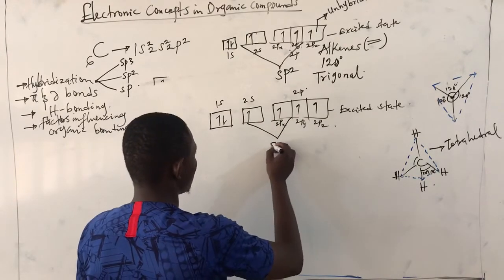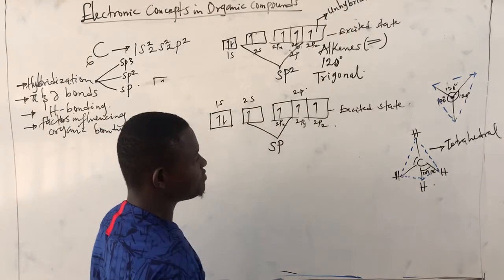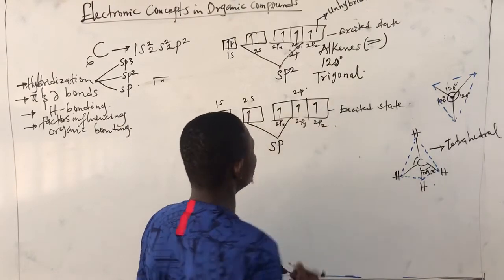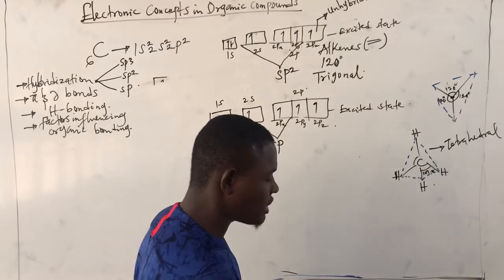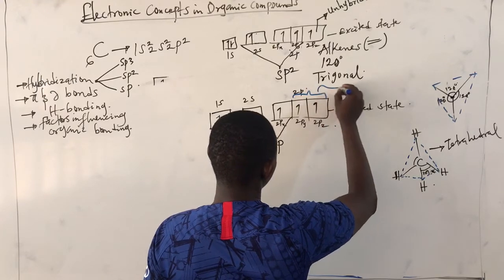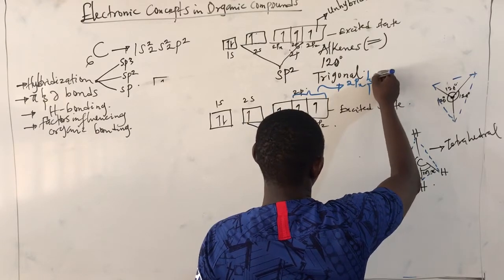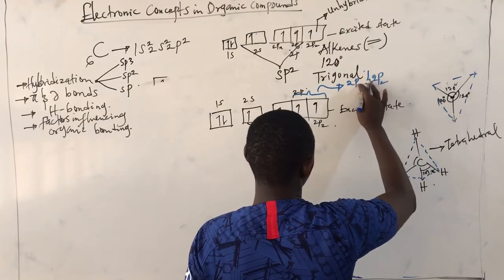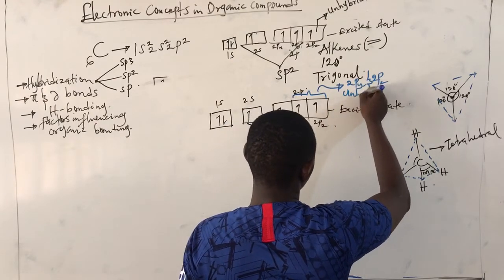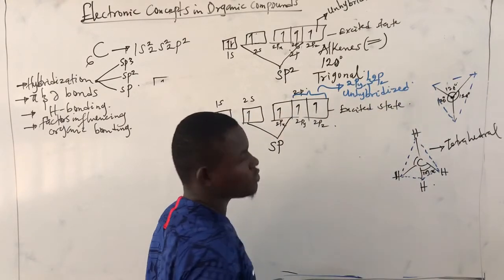So this will give us s, we have one electron, and p we have only one electron that is mixing. This is going to give us sp hybridization. It means that in sp hybridization, these two suborbitals, the 2py and the 2pz orbitals, are unhybridized. So the 2py and the 2pz suborbitals are unhybridized.